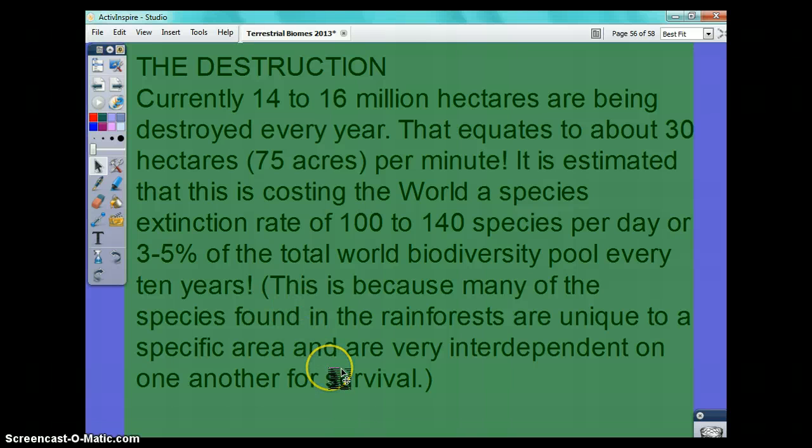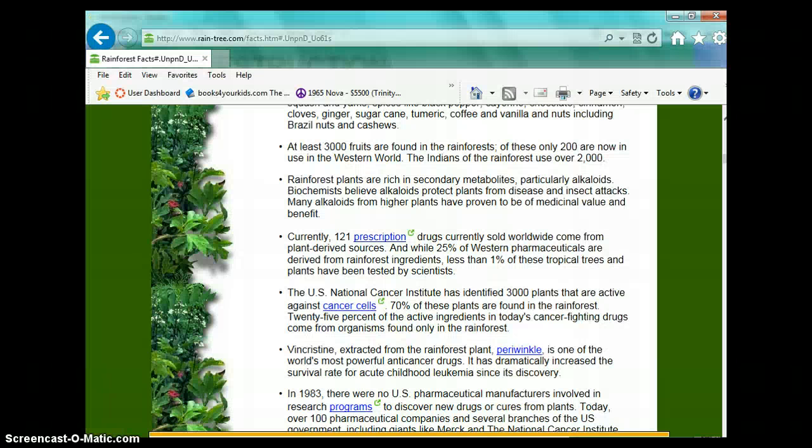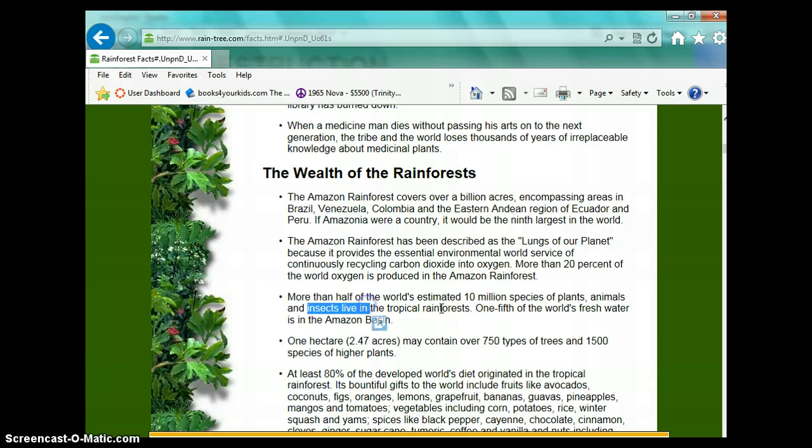And again, the rainforest is a home to most species. If you look at my facts again, it actually tells you that more than half of the world's estimated 10 million species of plants and animals and insects live in the tropical rainforest. And 1/5 of the world's freshwater is in the Amazon basin.